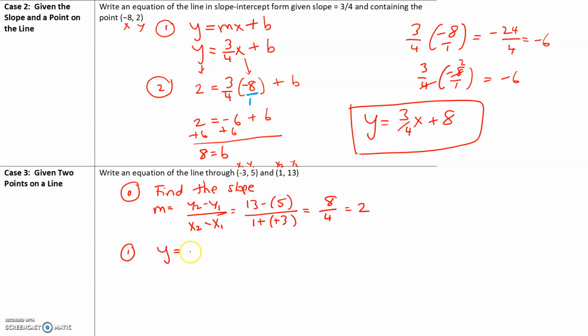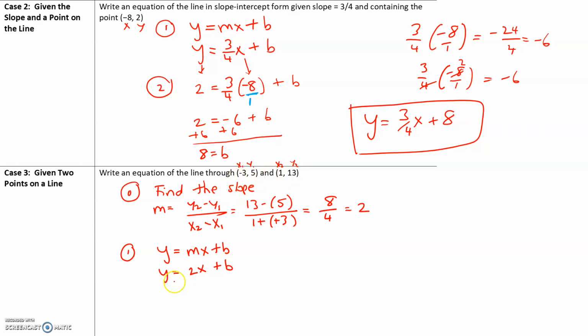So now that we have our slope, in step 1, let's plug it in. We have y equals mx plus b, but we know what our slope is. Our slope is 2. This gives us y equals 2x plus b. Okay, but we still have to solve for b. So now we can take either point, the negative 3, 5 or the 1, 13.